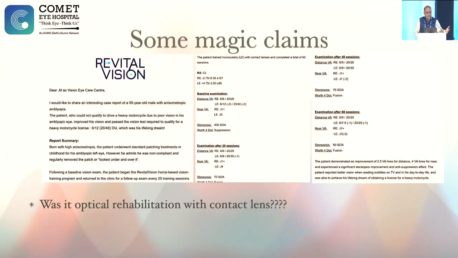Now, there are some magic claims, especially like this one, which was sent to us a few days back. This was an email I think we all received. This was an adult who had hyperopia in one eye and was given contact lenses and Revital Vision for about 60 sittings, that is 2 months. And I think most of us would agree that if you give optical correction and give 2 months of time, the child, or an adult, would probably improve from 6/12 to 6/9, even without Revital Vision.